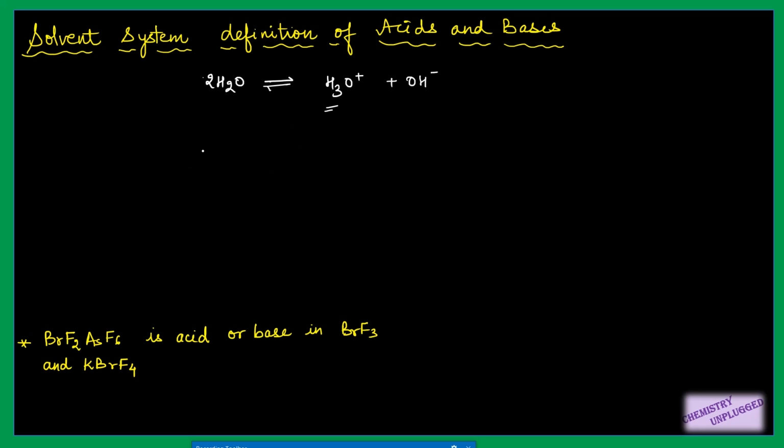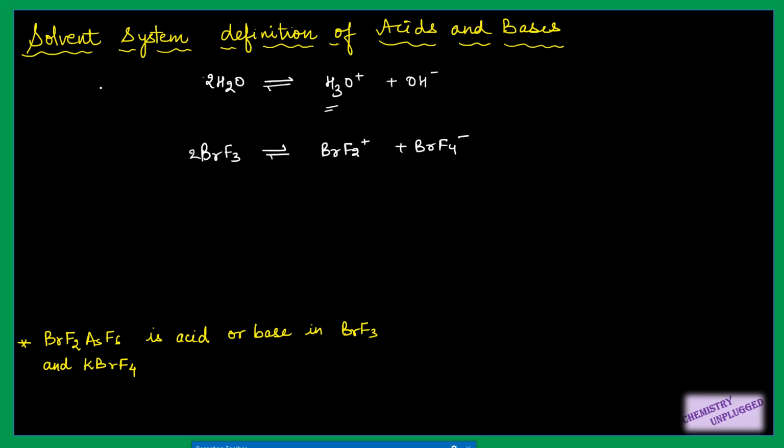Suppose you have BrF3. It doesn't have any proton. So how can you classify it? You can do its self ionization. Similar to water, it can also show self ionization. It will give you BrF2+ and BrF4-. It is showing a similar type of self ionization.